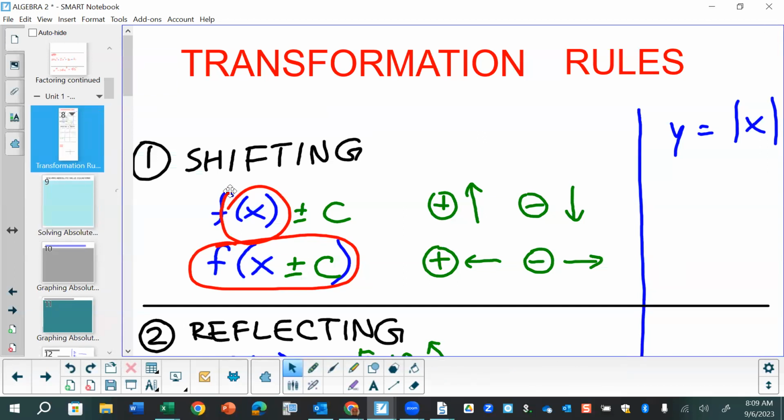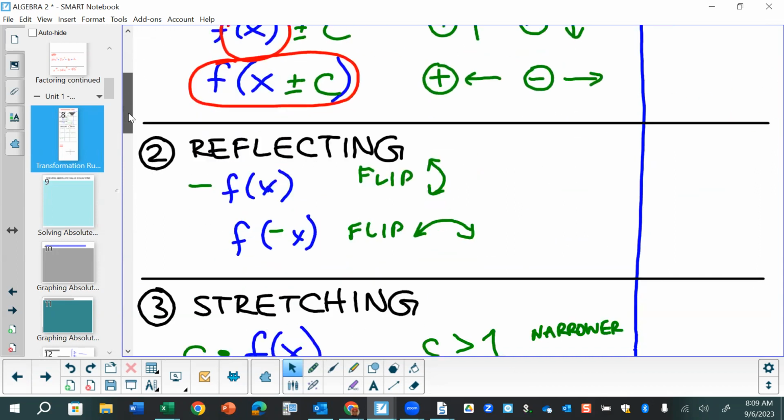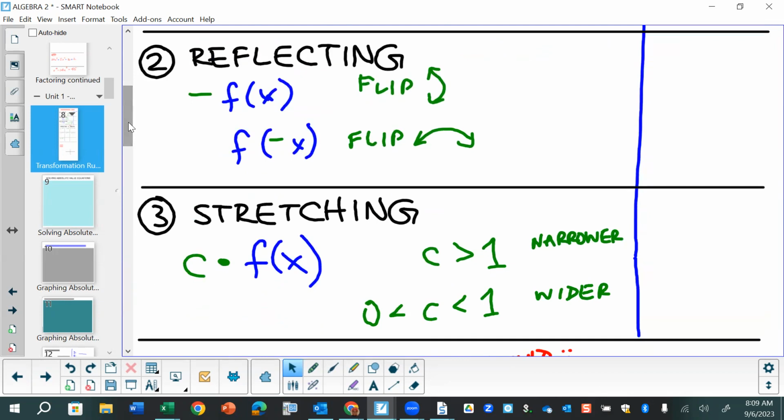Okay. About rule 2. Rule 2. The flip, I call it. Reflection is what geometry calls it. It's all about, is it inside or outside? Okay, I put my box around the function. Where's the negative sign, inside or outside? Outside. Outside is still up and down.